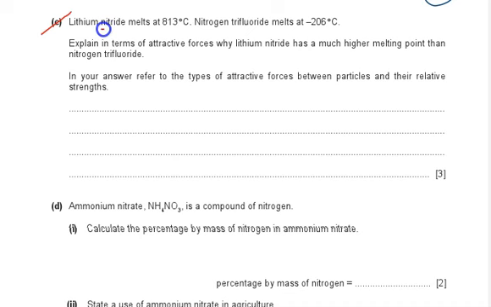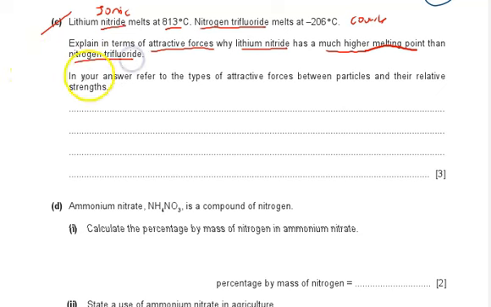Lithium nitrate melts at this temperature because it's ionic bonding. Nitrogen trifluoride melts at negative 206. This is covalent bonding. Explain in terms of attractive force why lithium nitrate has a much higher melting point compared to nitrogen trifluoride. Refer to the type of attractive force between particles and their relative strength.